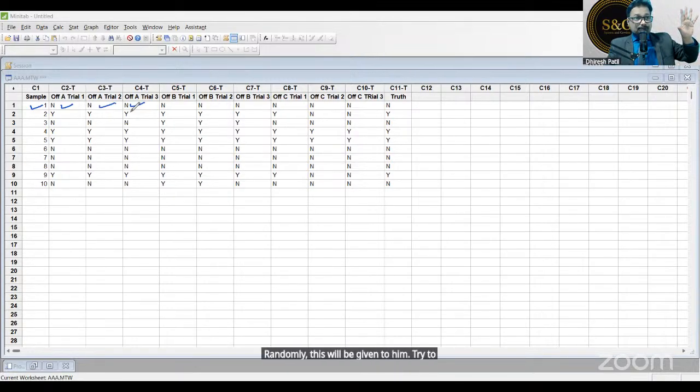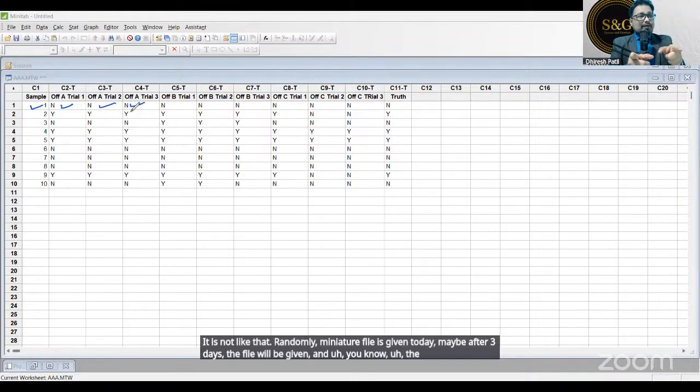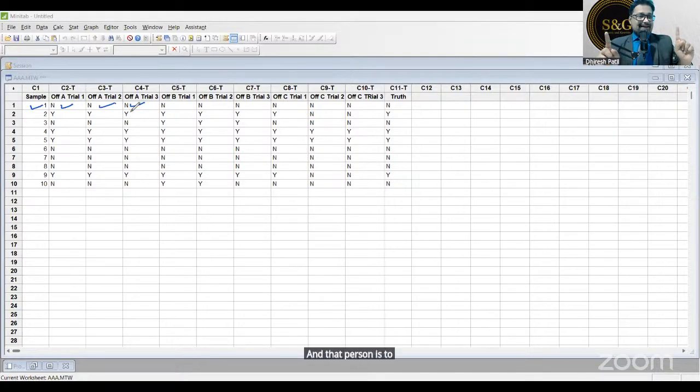Try to understand the logic behind it. The file will be given randomly, and you cannot just ask the question repeatedly: is it rejected? Yes, it is rejected. Is it rejected? Yes. It is not like that. Randomly means a file is given today, and maybe after 3 days the same file will be given, and that person has to evaluate it once again, just like a fresh measurement. Then only it will make sense. Even though they have collected the data like this, you have to do the checking randomly. Is the randomization clear?